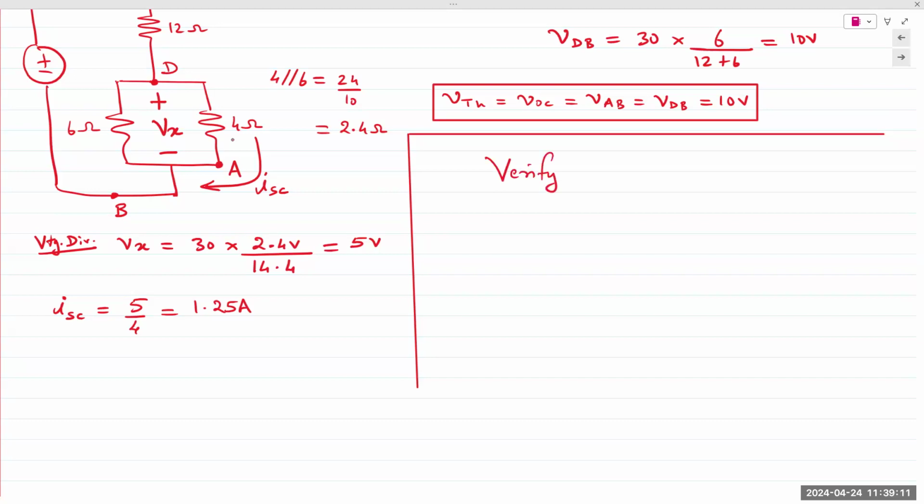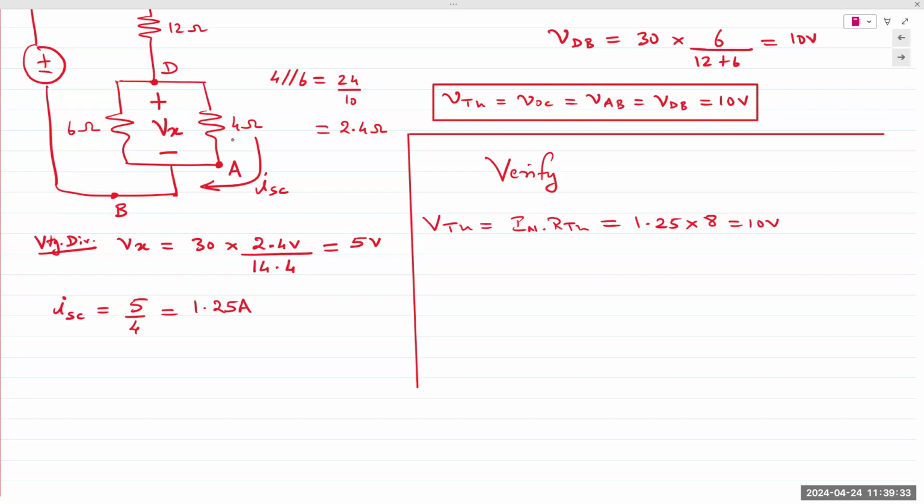Any questions? Okay. IN is 1.25 times 8, which gives me 10 volts. The answer is verified.